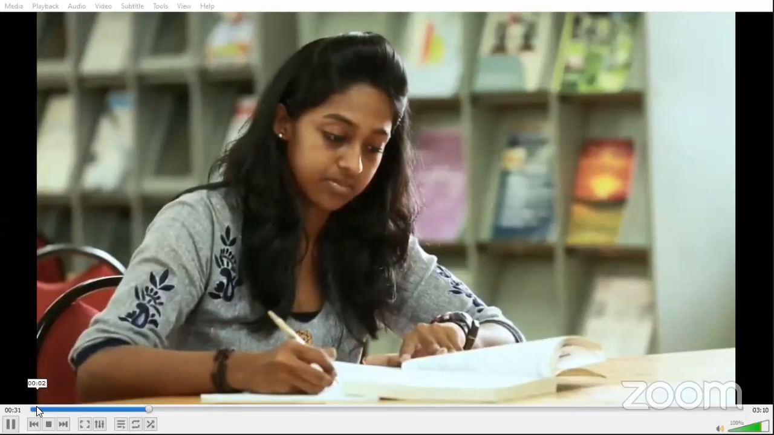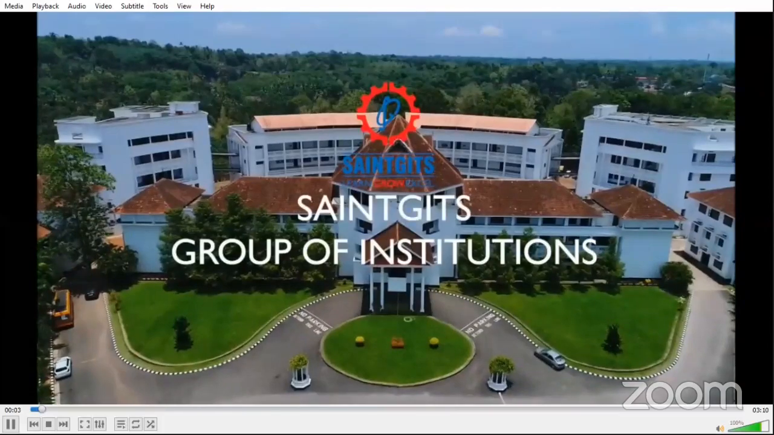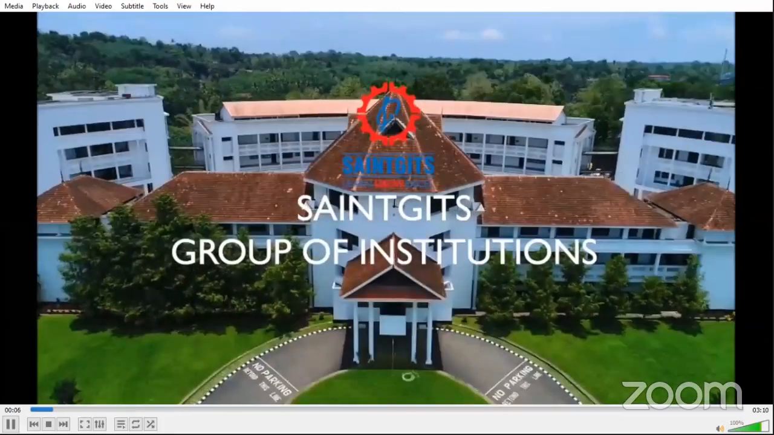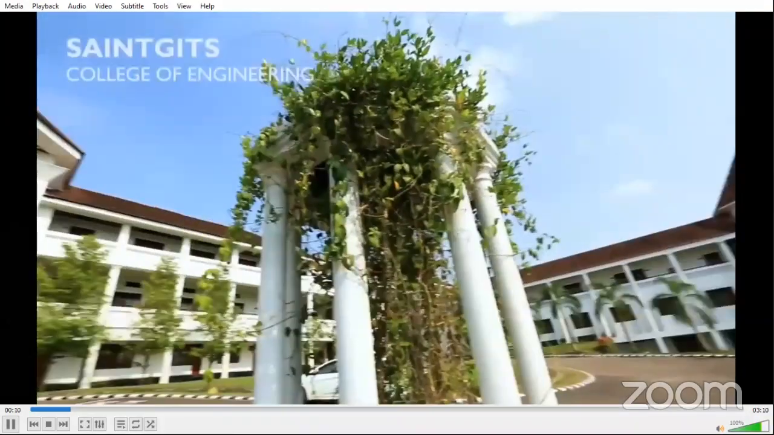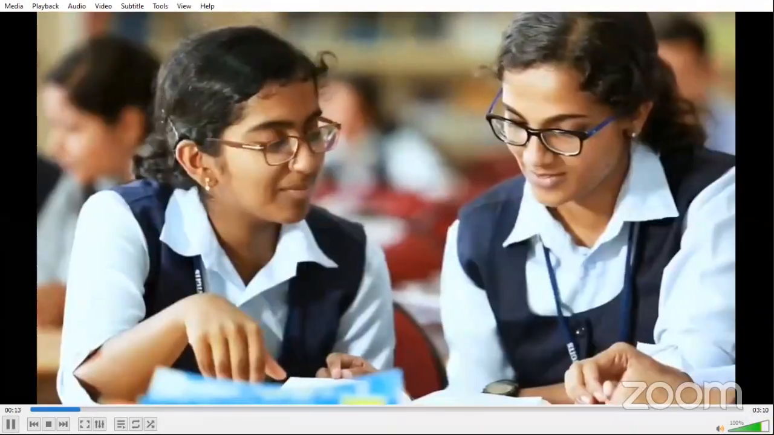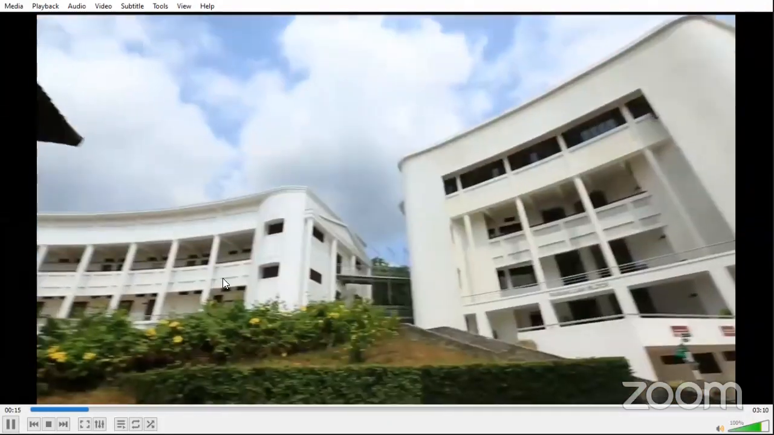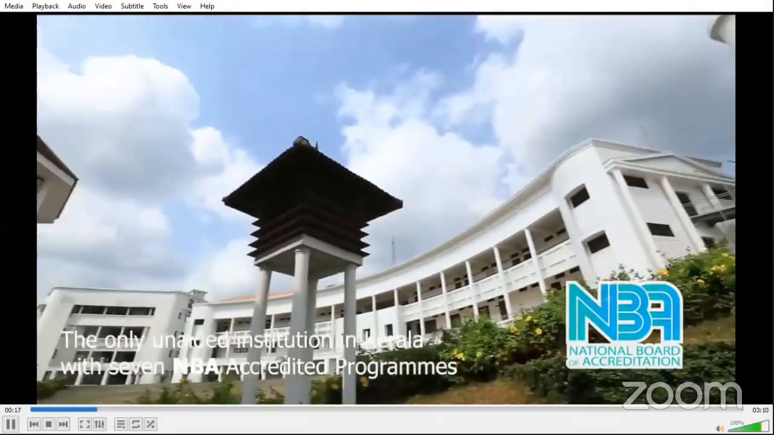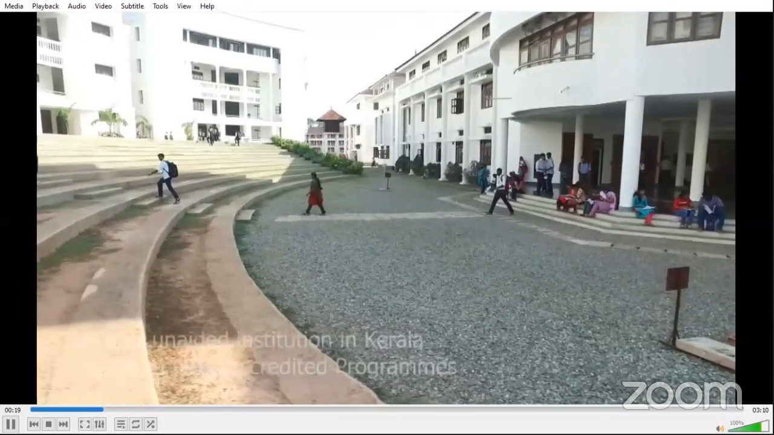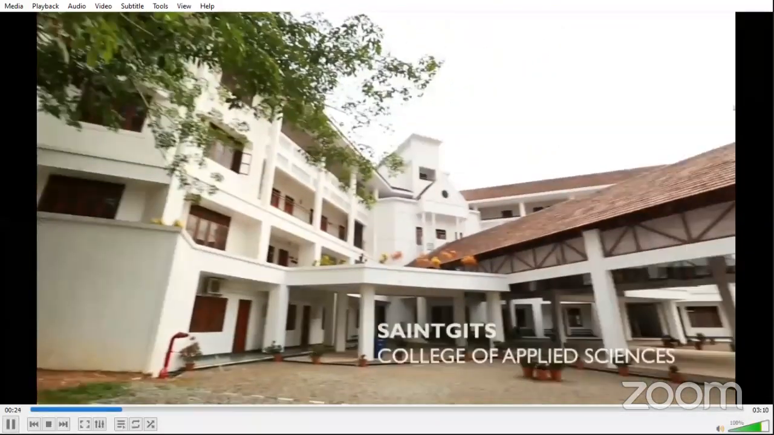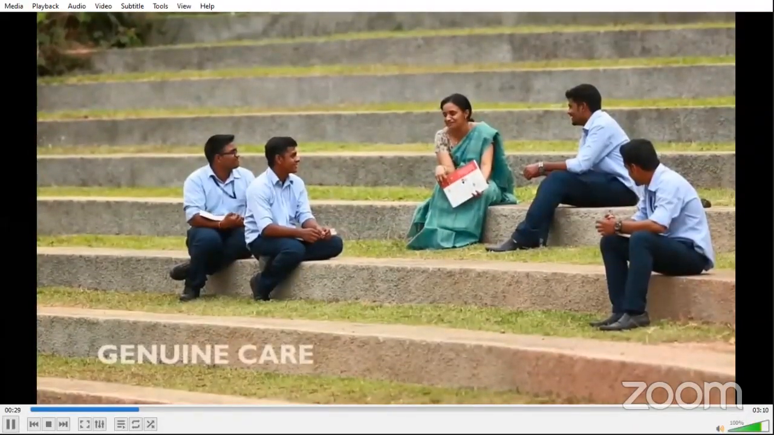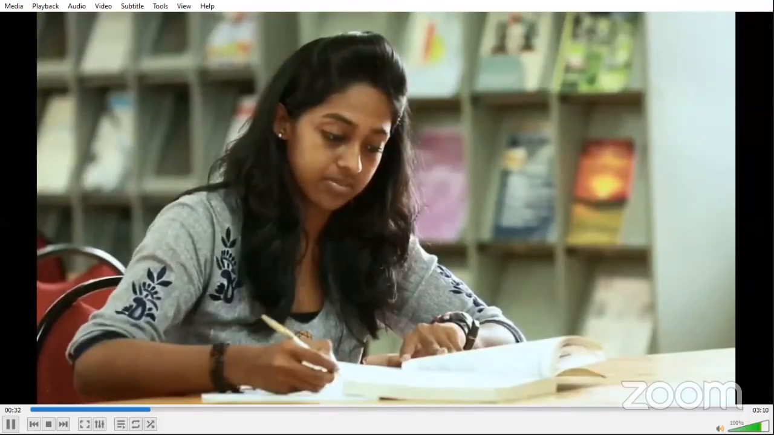And personalized mentoring bring out the best in you. Saintgits Group of Institutions, the unmatched ecosystem for academic excellence. Saintgits College of Engineering, the only unaided engineering college with 7 NBA accredited courses in Kerala. Saintgits Institute of Management, Saintgits College of Applied Sciences. Excellent coaching and personalized mentoring bring out the best in you.